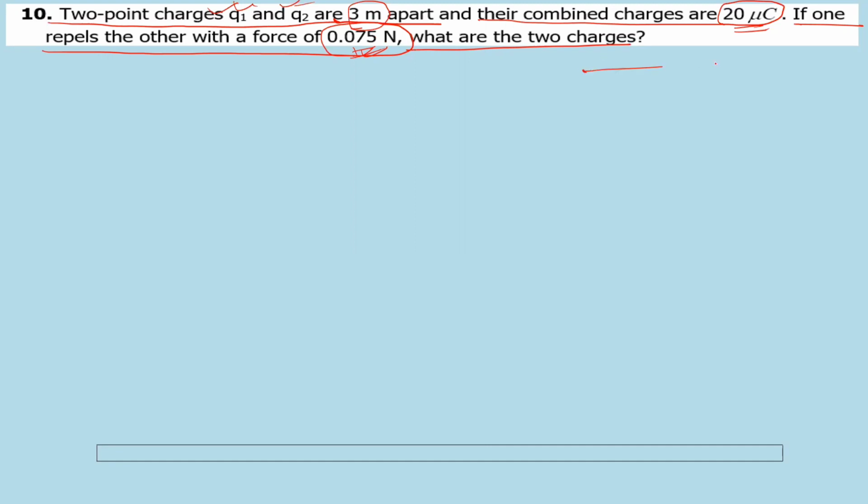So directly you can just draw a figure. This is your Q1, this is your Q2, and the separation between them is r equals 3 meter. So we can just use Coulomb's law directly. First of all, the sum given is Q1 plus Q2 equals 20 microcoulomb. So from here we can write Q1 equals 20 minus Q2. Okay, this is what it is. r we know, the force F is also given. So directly we will write all the values in Coulomb's law.